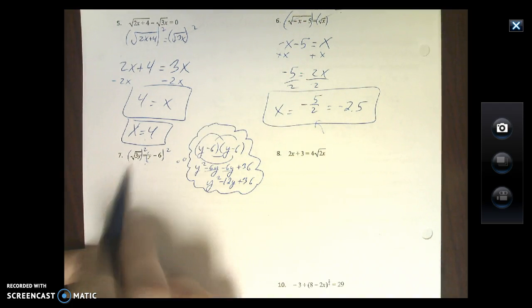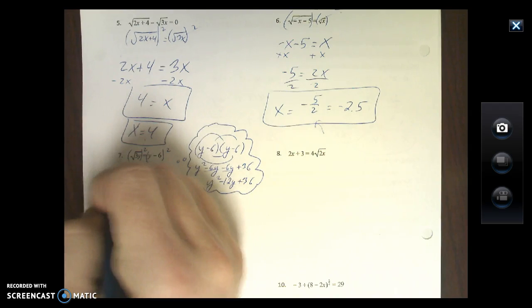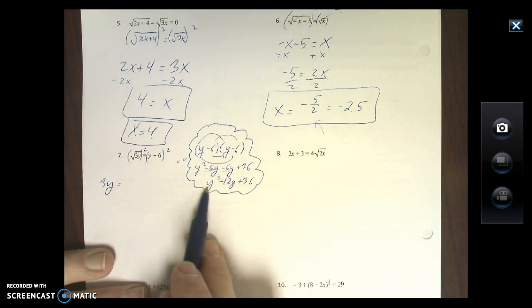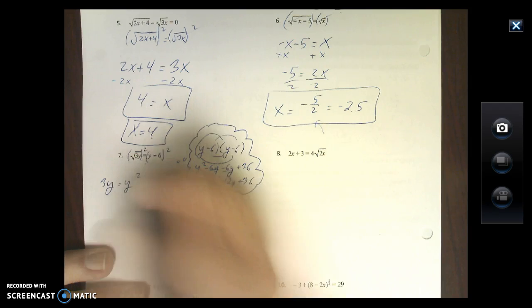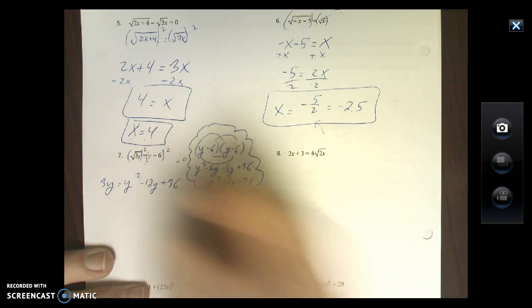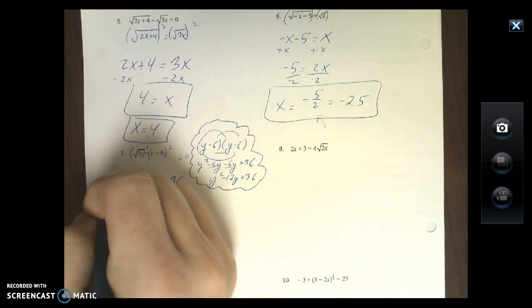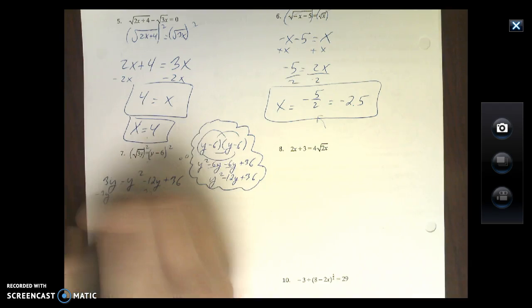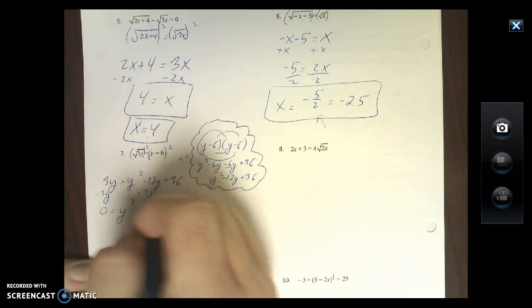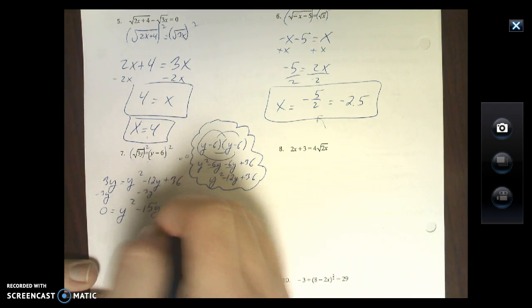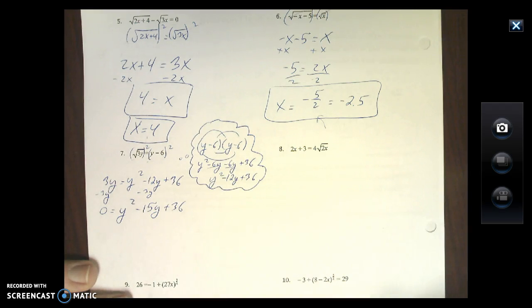So on the left-hand side, I get just 3y. Yay! On the right-hand side, I get all this junk. Ooh. Okay, so now I've got to subtract 3y over. 0 equals y squared minus 15y plus 36.